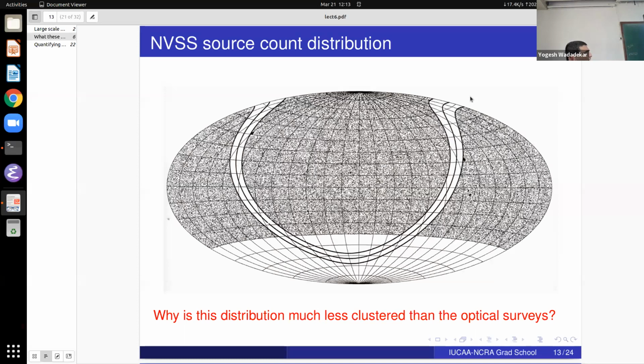No, not really. It goes very faint. It's a very sensitive survey. There are, I think, 2 million sources, 2 million galaxies. In clusters, there are more radio galaxies, yes. That is true, but that doesn't explain this lack of clustering already.